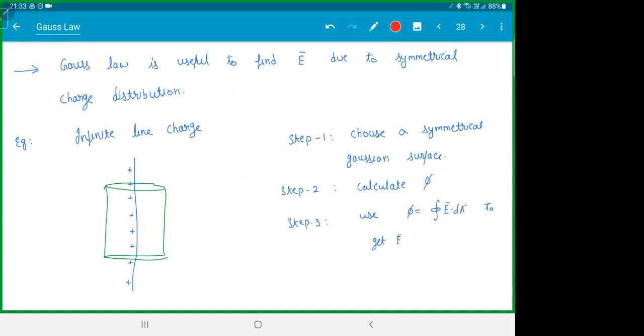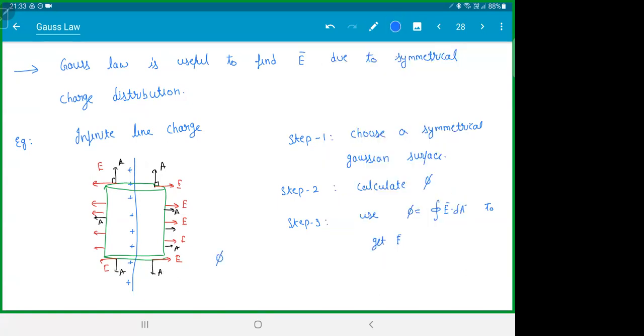So here, how is the field? The field is this way, E bar, E bar, E bar, because the field will be radial. And how is the area vector? The area vector will be like this for this upper part. Here the area vector will be like this. Here the area vector will be like this.